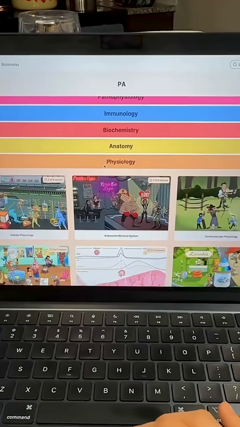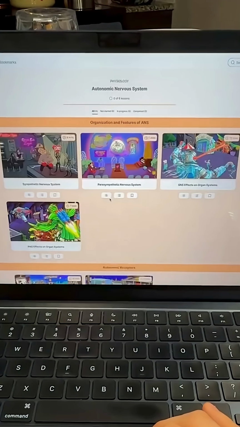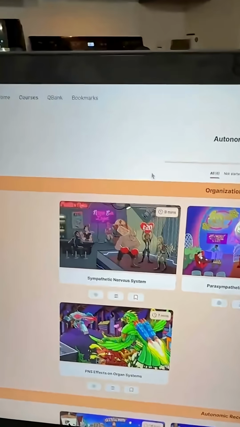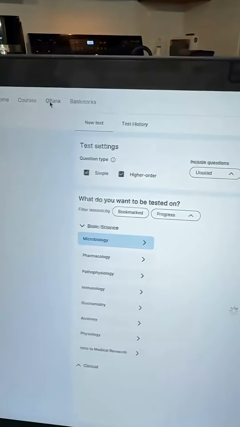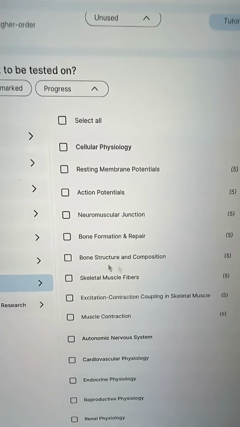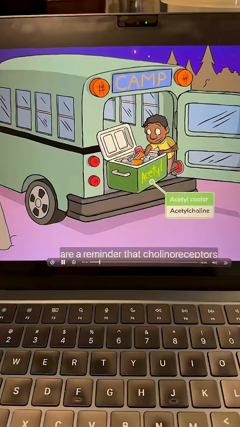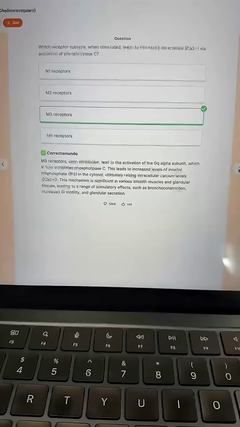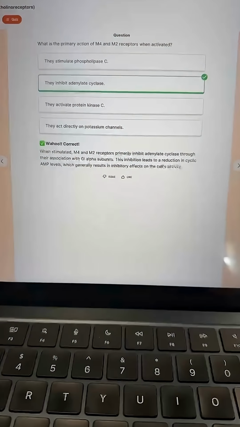Of course, there are the classic sketches which show images and associate phrases with icons, but there's also this super cool thing called the Q Bank, where you can put all the questions according to which topics you want in one test. And here, I think it's so cute that the acetyl cooler reminds you of acetylcholine. Now I'm testing myself on that lesson, and this totally was my first time taking it.